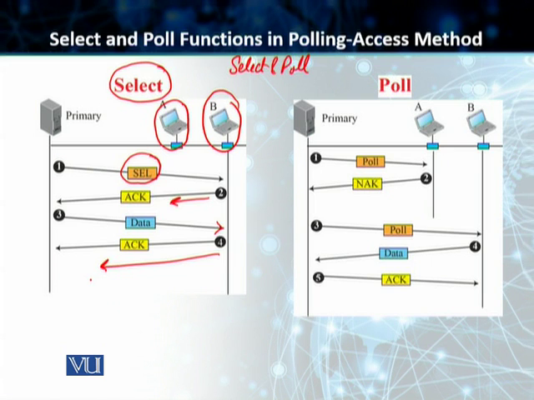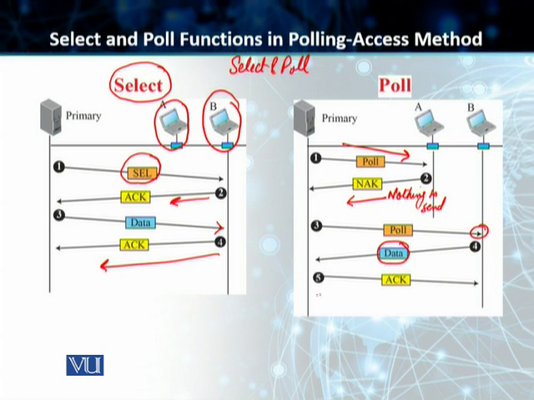In this case, the secondary has something to send to the primary, but still it will be polled by the primary. So the primary keeps on polling each one of those devices. For example, in this case, the primary polls station A. Station A replies with a no acknowledgement, meaning I have got nothing to send. Then the primary polls station B. Station B sends the data, and then the primary acknowledges.